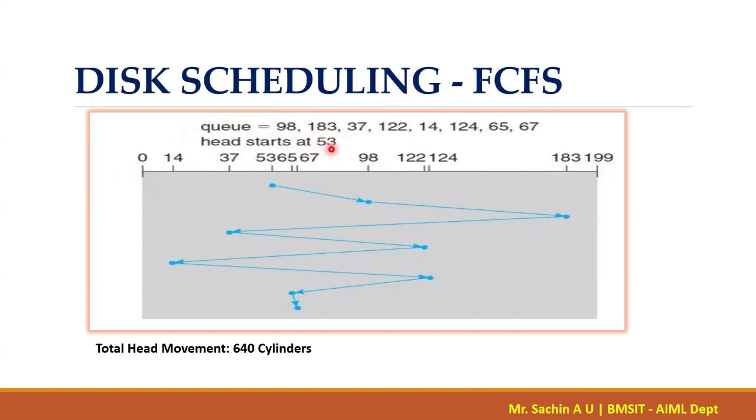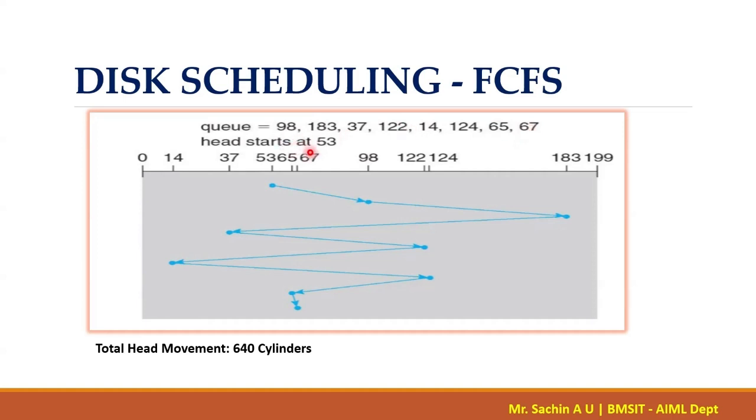So what is the given task for you now? Which elements are there on the queue? That is 98, 183, 37, 122, 14, 124, 65, and 67. What are these exactly? These are nothing but your track numbers, where your read-write head should move.